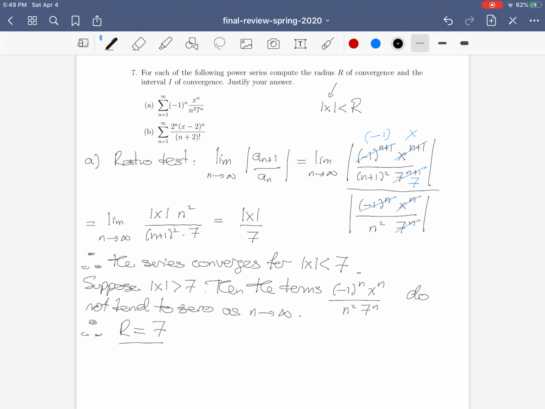Now we're asked to find the interval of convergence as well. So what about the interval? We've determined that the series diverges when x is bigger than 7 or less than negative 7. We've determined it converges when x is less than 7 and bigger than negative 7. The only thing we need to do is look at what happens when x is either equal to plus 7 or negative 7.